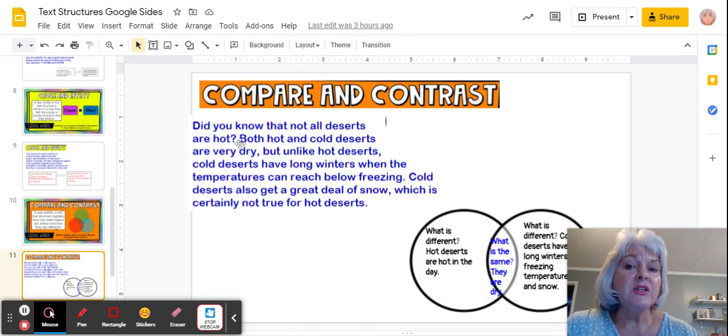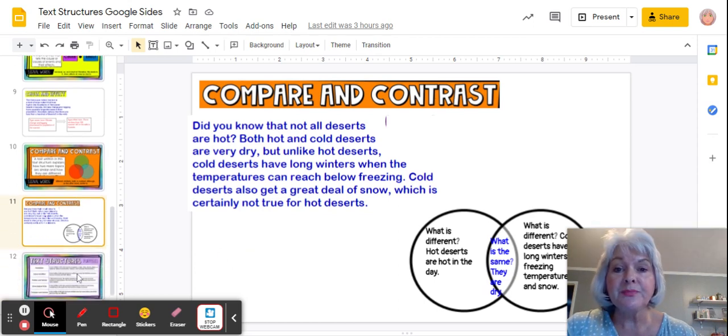So when you look at the text, did you know that not all deserts are hot? Both hot and cold deserts are very dry. But unlike the hot deserts, cold deserts have long winters when the temperatures can reach below freezing. Cold deserts also get a great deal of snow, which is certainly not true for the hot deserts. So what's the same? Well, they're both dry. You know that hot deserts get extremely hot during the daytime. But the cold deserts have very long winters with freezing temperatures and snow.